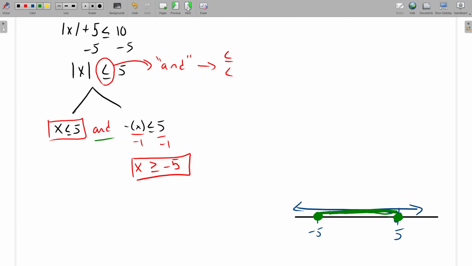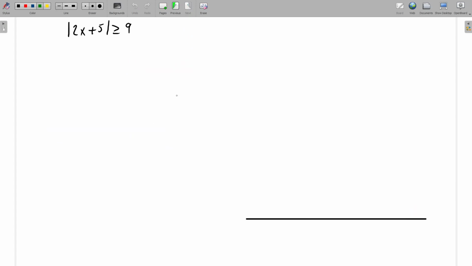Okay, we have one more example to look at. And in this case, we don't have just the absolute value of x, we have the absolute value of 2x plus 5 being greater than or equal to 9. Now this is already set up with the absolute value isolated on one side of the inequality, so we are ready to split it up into cases.